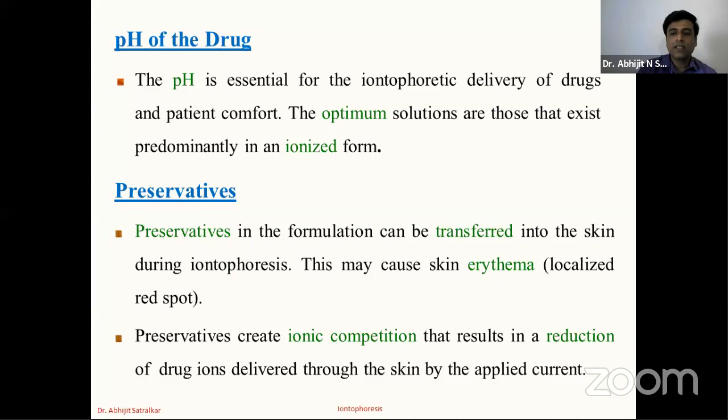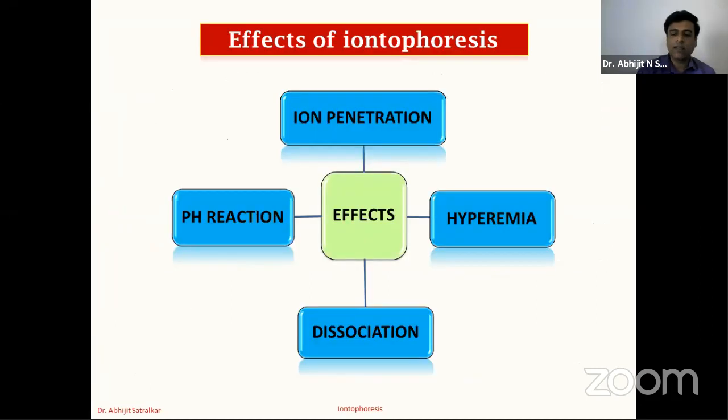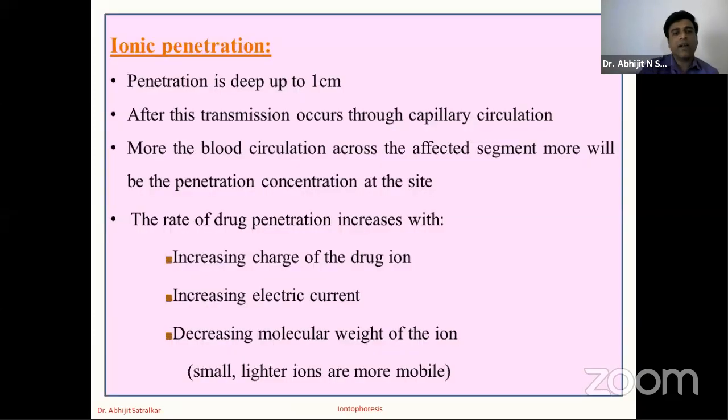Preservatives create a competition that results in reduction of drug ion penetration through the skin by the applied current. Now, coming to the effects of iontophoresis, we are going to get mainly 4 effects: hyperemia, dissociation, pH reactions, and ion penetration. Now, we'll look at them one by one.